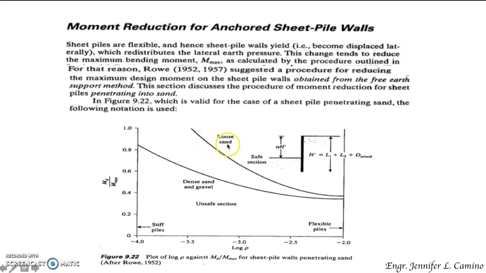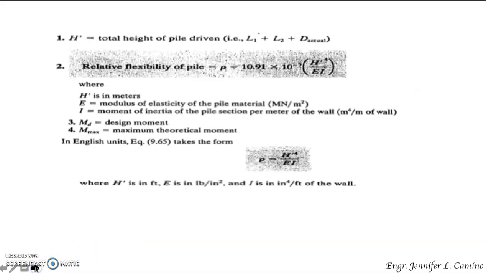This is having a loose sand and dense sand and gravel. So this is the procedure according to Rowe. You have to compute for H prime, the total height of the pile driven. You have to compute the relative flexibility of the pile, rho, equal to this equation. And you have to identify your design moment, identify the maximum theoretical moment.